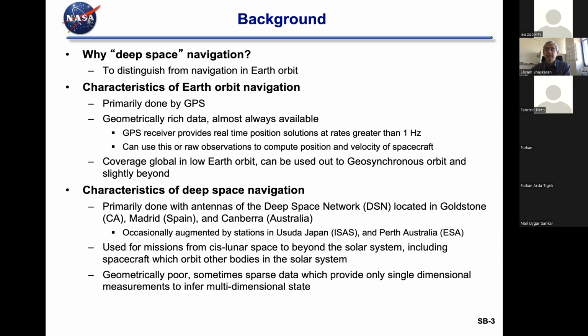But the thing is, it's not constant, and it's also not geometrically rich. Unlike GPS, where there are 24 satellites orbiting out there and you get data from all different sides, this is one station looking out to one spacecraft, and so all you get is one single dimensional piece of data. And you have to infer from that a lot of different characteristics about the spacecraft orbit. So it's a much different problem than GPS, and it makes deep space navigation a somewhat unique situation that we have to solve.